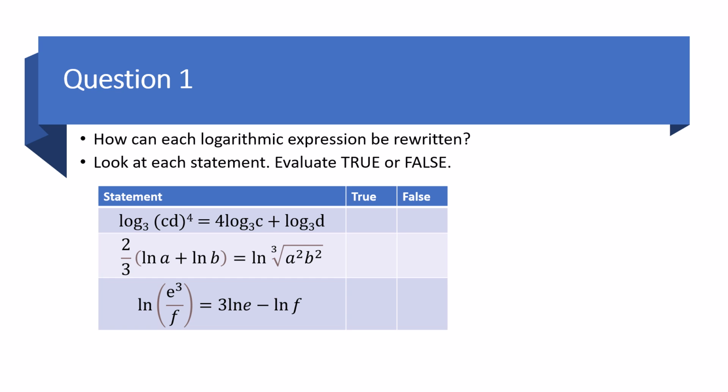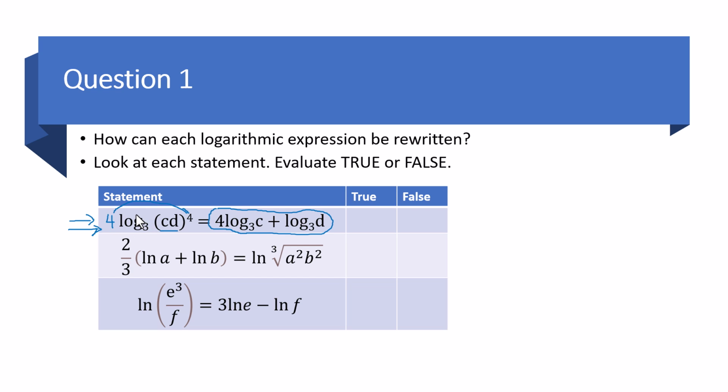So let's look at the first statement. Log base 3, c times d raised to the 4th power. And we want to know if that equals this expression here. So let's use our logarithmic properties to analyze the left-hand side and see if we get what's on the right-hand side. So the first thing that we're going to look at is we're raising this CD to the power of 4. So we can bring that 4 up to the front.